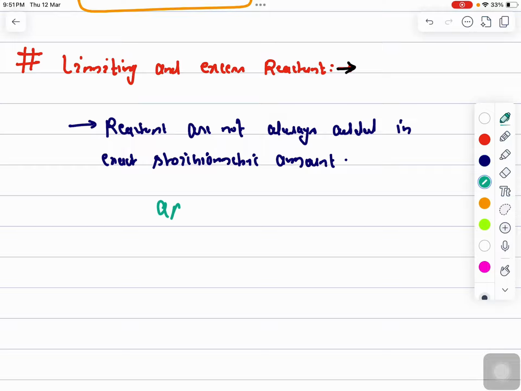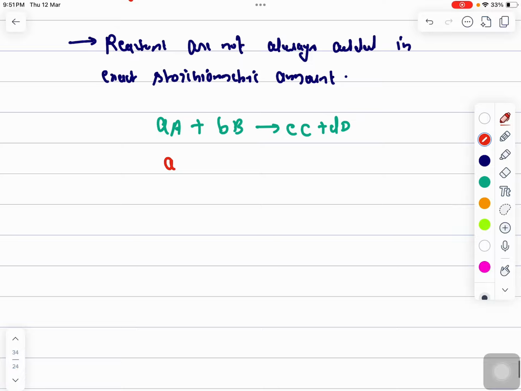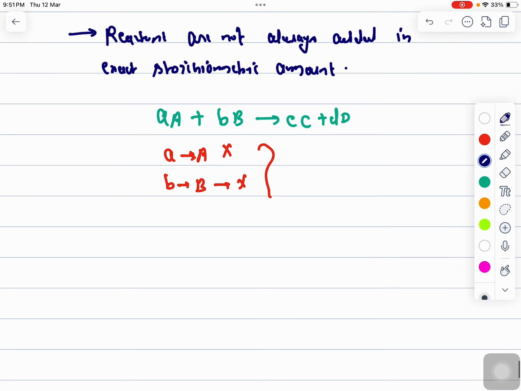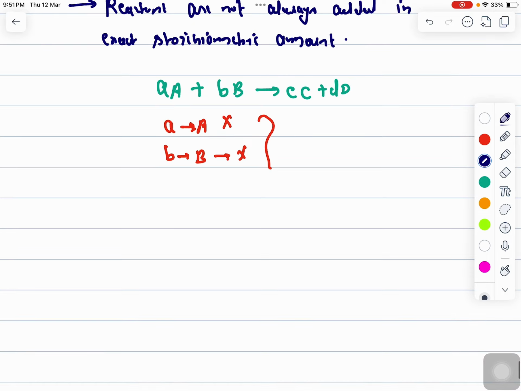Let's say a reaction aA plus bB is getting converted into cC plus dD. Here you won't be adding a moles of A and b moles of B, right? We don't usually add these things. Why? This is not being added to ensure complete reaction.